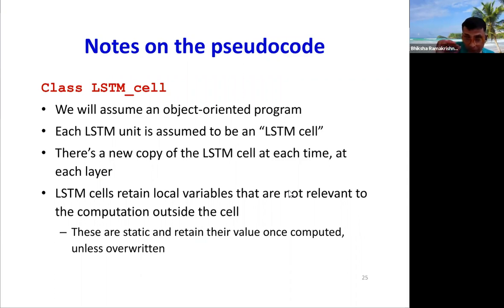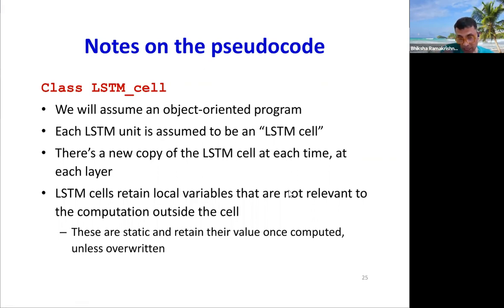The CEC, the constant error carousel, is just the raw memory. The state itself is computed from the raw memory through a complex operation where it's first compressed through a tanh activation. Then you multiply the result with the value computed by the output gate. So the hidden state is a non-linearly processed version of the memory.